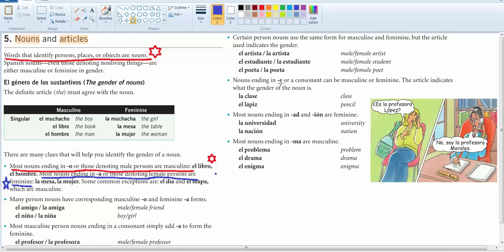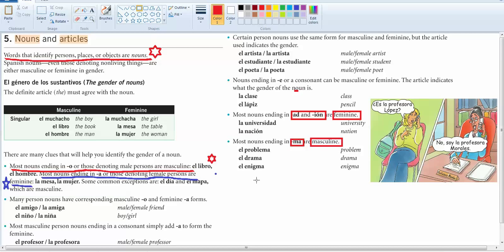Nouns that end in E or a consonant can be masculine or feminine. The article indicates what the gender of the noun is. And most nouns that end in AD or ION are feminine. Okay, and most nouns that end in MA are masculine, like problema, drama, enigma, and then universidad, nación, these are feminine.